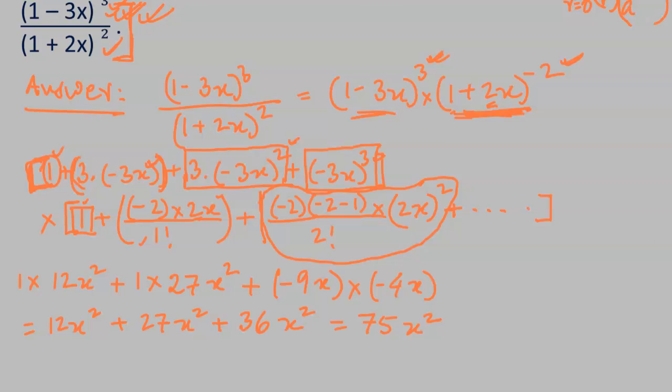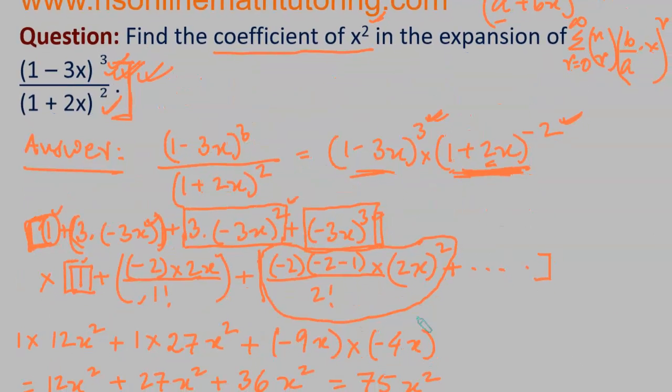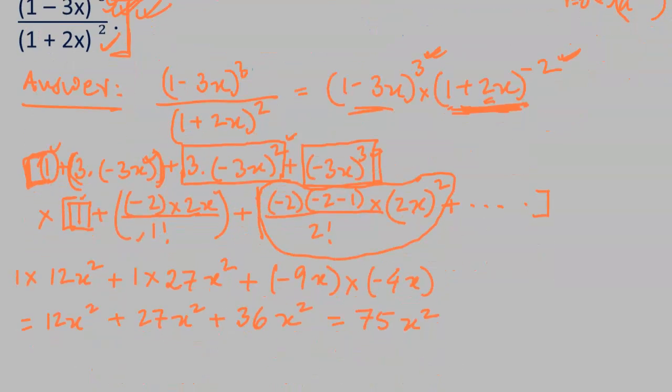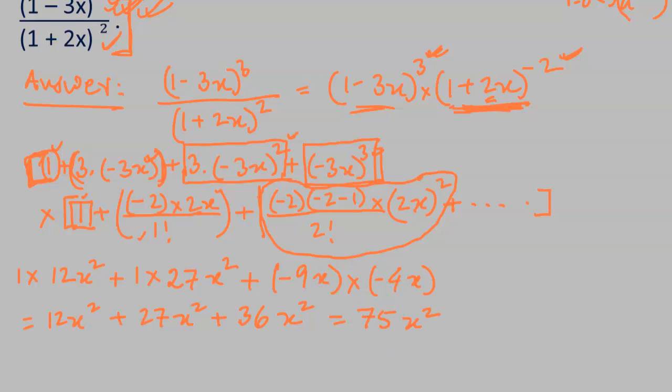And we are asked to give the coefficient, not the term. Okay. Therefore, our answer will be only 75 and not 75x square. Okay. So this you have to be careful about. If they ask for the entire term, you give them 75x square as the answer. Else, if it is the coefficient, then you have to give only 75. 75 is the coefficient of x square.